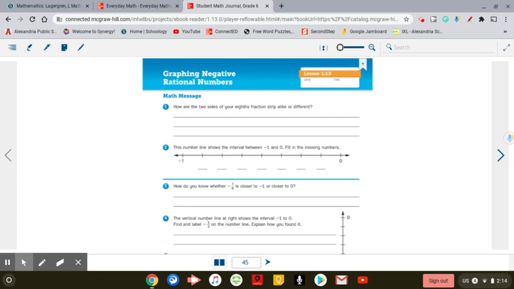Hey guys, this is lesson 113, and we're going to kind of jump around this lesson, but really it's about graphing negative rational numbers. Let's say you had a fraction strip that had eighths, and on one side it counted up to 2, and the other side it counted down to -2. And really we're looking at how those two sides are alike and how they are different. One is a positive side and one is a negative side, but they mirror each other. So you can see that one is counting up and one is kind of counting down.